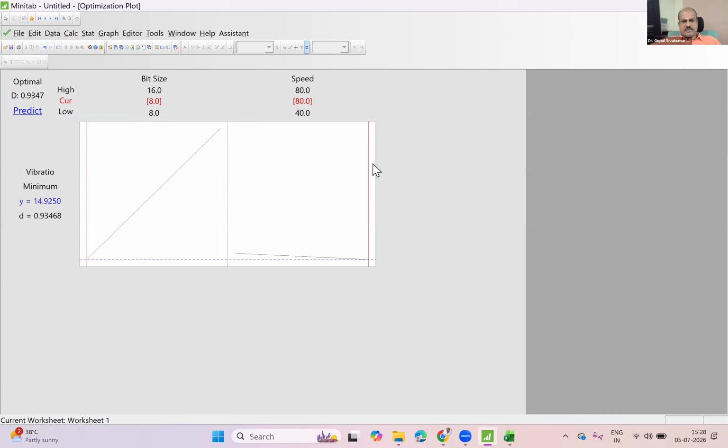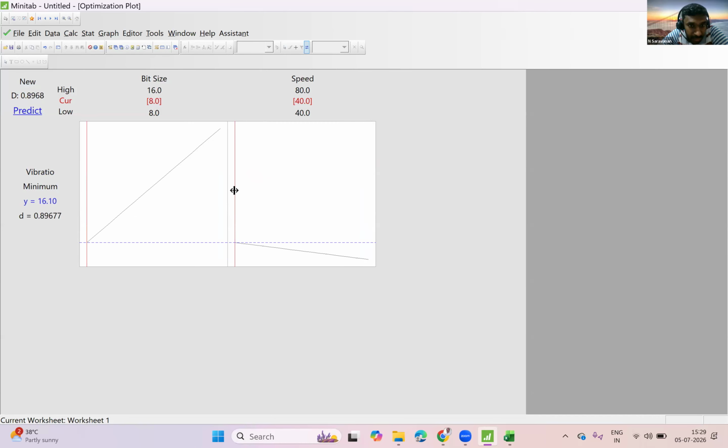Now coming here on the right side, which is speed. Right now it is 80 RPM. Now bring it to 40 RPM. When I bring it to 40 RPM, what happened to your vibration? 16. When I bring it to 80, it is just 14.98. So this does not have a very huge impact on vibration, though. Yes, sir. Speed 40 into 16, 80 into 14. True.